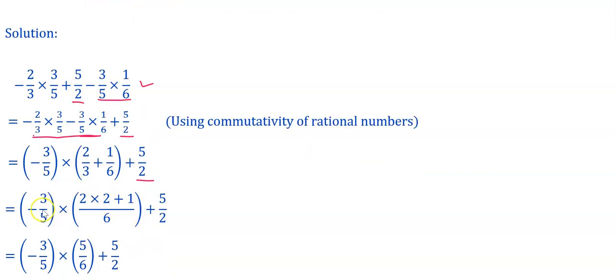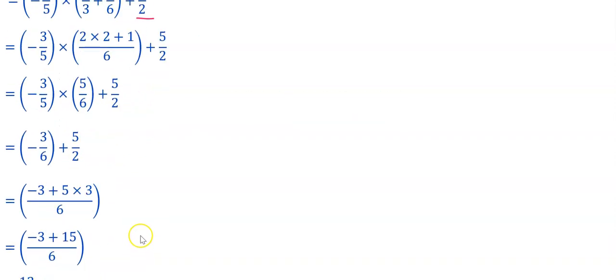Okay, next, minus 3 by 5 and simplify this. You can make the base the same by multiplying numerator and denominator by 2. Then you will get 2 into 2 plus 1 upon 2 into 3, that is 6. Both of them have the same base, therefore 2 into 2 plus 1 upon 6. And again simplify: 2 into 2 is 4, plus 1. You will get 5 upon 6, minus 3 by 5 plus 5 by 2.